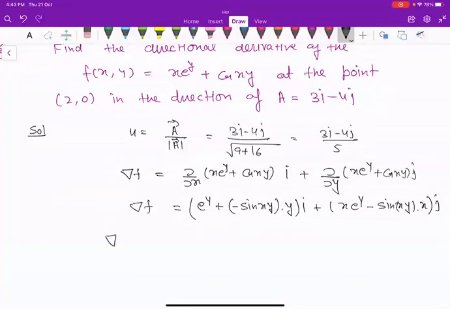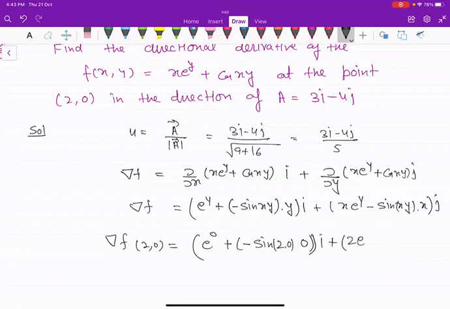So del f at the point 2, 0, it will be e raised to power 0 minus sine 2 into 0, it will be whole 0 actually, i, plus x equal to 2, e raised to power 0 minus sine 0, j. Okay, so it is i plus 2j.